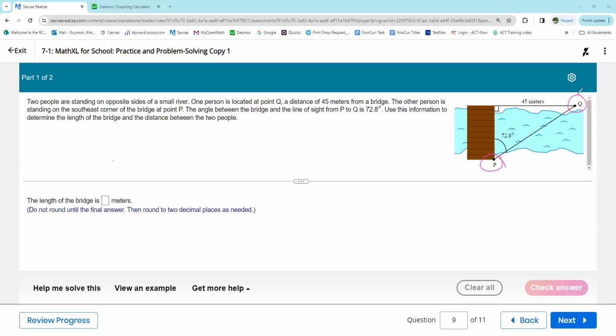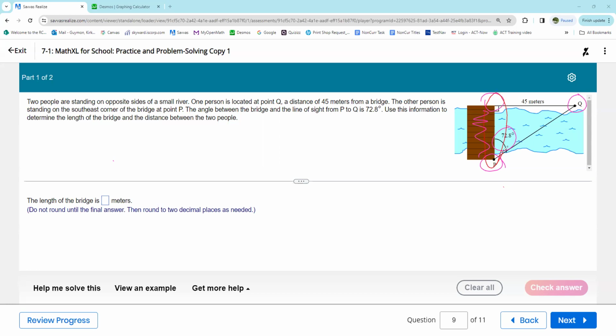P and Q. One person, P, is 45 meters from a bridge. Here's your bridge. And the other person is standing on the southeast corner, so down a ways. And the angle between the bridge and the line of sight is 72.8. Here's my angle. Use the information to determine the length of the bridge and the distance between the two. So what we're trying to solve on this one is how far it is across this bridge.